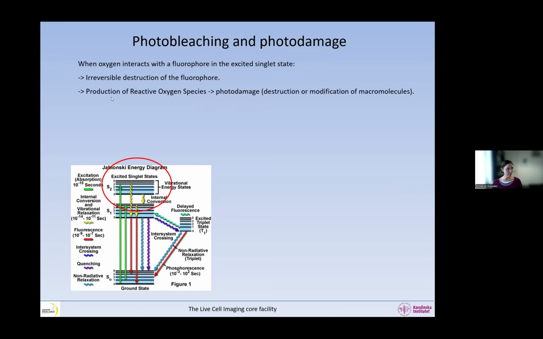But there is something else that happens. At the same time, we have the production of reactive oxygen species. And these oxygen species are going to diffuse everywhere very quickly in the sample. And that leads to heavy photo damage for the sample. So we want to try and avoid photo bleaching because we also create photo damage. And that is the destruction or the modification of macromolecules. For example, DNA can be modified with photo damage. So we want to be very careful with not having too much strong light on our sample.